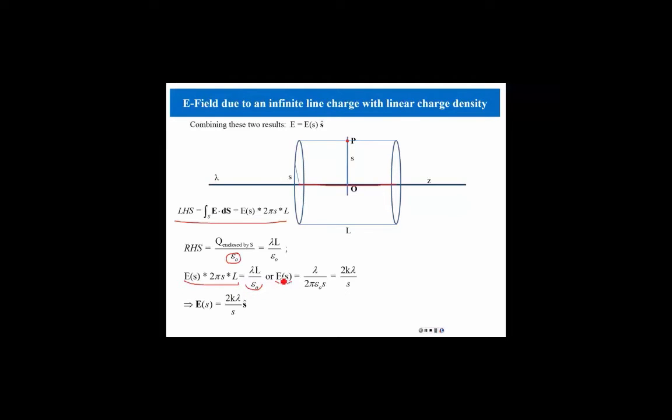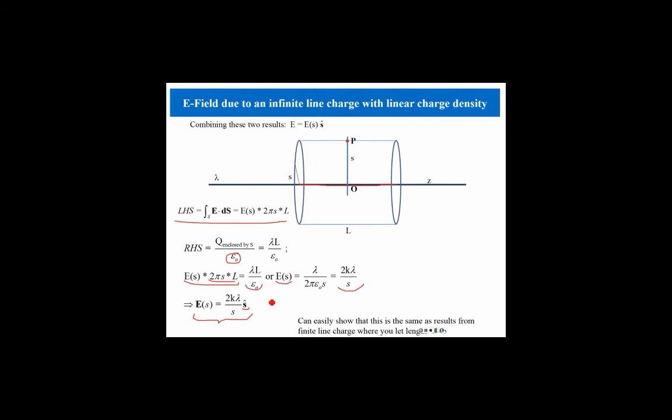This is the magnitude. We end up with lambda over 2 pi epsilon 0 s. We've divided by this to get that. By the way, you see the L's cancel. And then, introducing 1 over 4 pi epsilon naught, we get this expression for the magnitude. So putting back the direction s hat, we have then the vector equation for the E field is equal to this quantity here, which would be the 1 over s dependence times s hat.